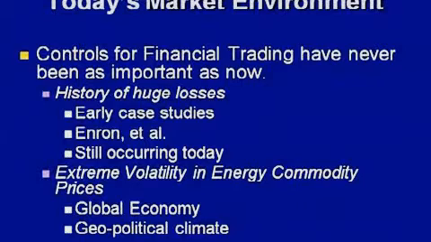There's a history of huge losses. You have those early case studies that hopefully you read before viewing this mini lecture. There was the huge Enron debacle, and some of these things are still occurring today. As recently as last month, we found out that JP Morgan, in fact, had made huge losses in credit default swaps, again because of improper oversights over some of their traders.